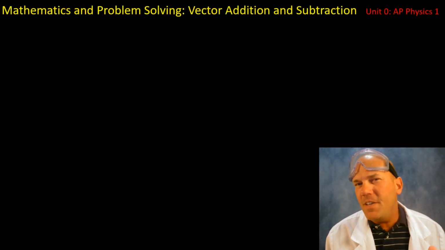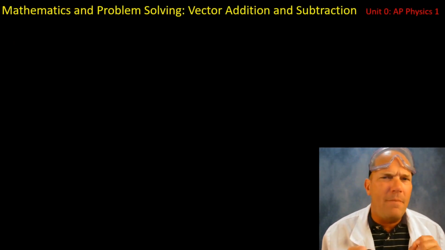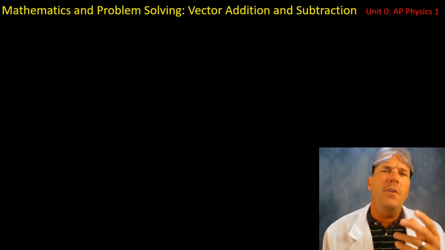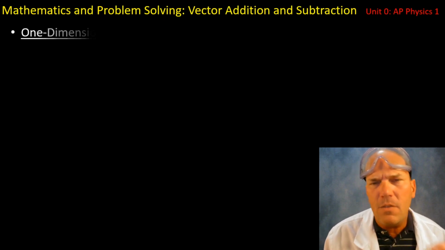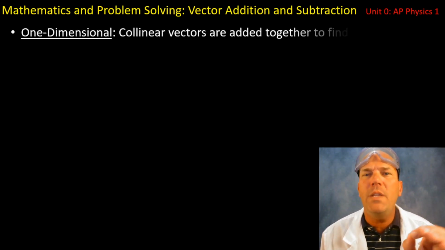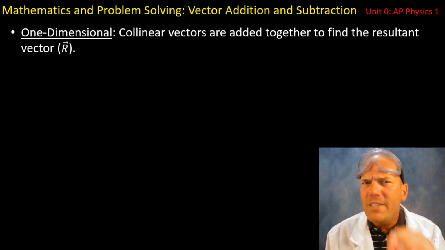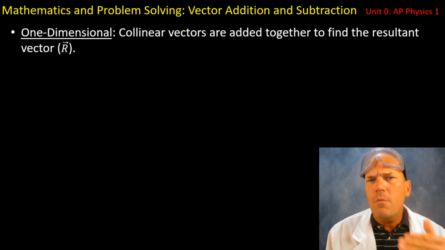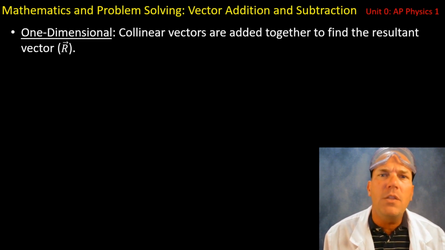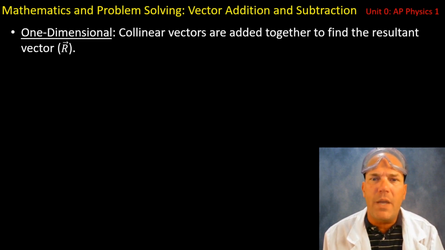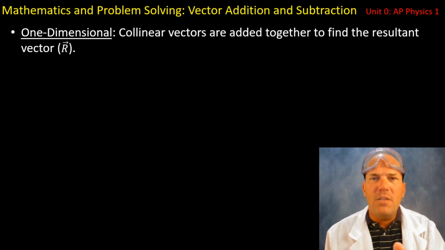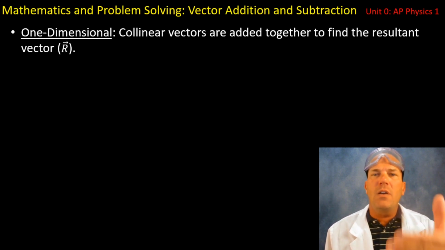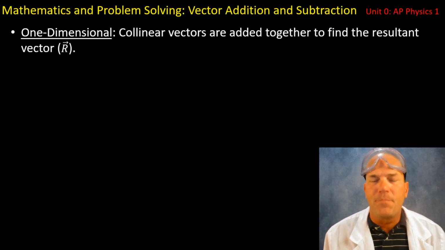In the first video, I taught you a little bit about vectors. In this video, you're going to be learning how to add and subtract one-dimensional vectors. These are collinear vectors, where collinear is a term referring to points along the same straight line. So when we add one-dimensional vectors, points are along the same straight line.